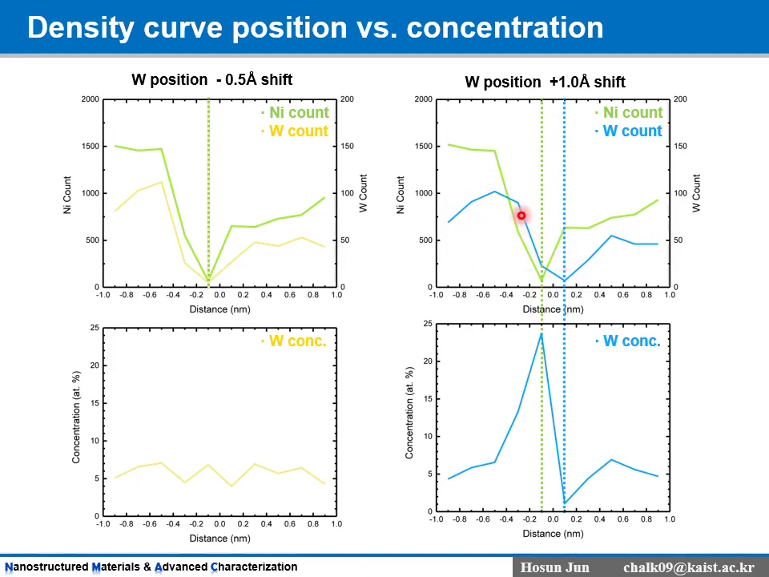And at the minimum of the nickel density curve, the total number of atoms within the bin is small. So when the tungsten concentration is calculated with a small denominator, it results in high concentration at the concentration curve. And at the minimum of the tungsten density curve, the total number of atoms within the bin is large, so the denominator is large, resulting in low concentration here. This shows that the combined effect of atomic density artifact and position difference of solute and matrix atoms could cause a concentration artifact at the interface.